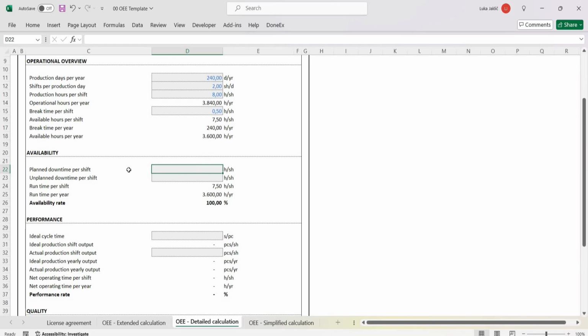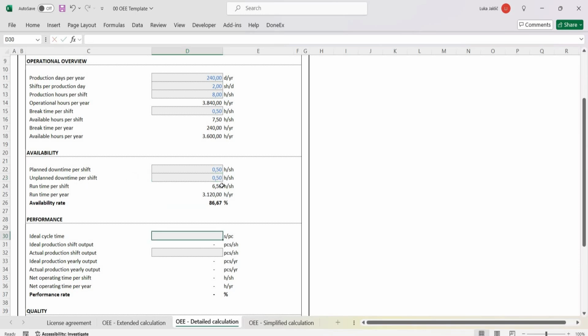To measure availability, we need to consider both planned and unplanned downtimes. Planned downtime includes scheduled maintenance or setup times that are known in advance. Unplanned downtime refers to unexpected interruptions such as equipment breakdowns or emergency repairs. For this case study, each shift includes 0.5 hours of planned downtime and an additional 0.5 hours of unplanned downtime.